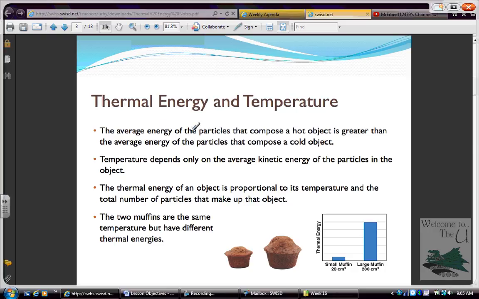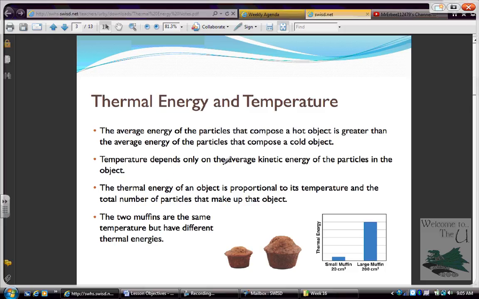It says the average energy of the particles that compose a hot object is greater than the average energy of the particles that compose a cold object. And this is true unless the object has a lot more particles. I mean, if there are many more particles in a cold object than the hot object, then it actually will have more heat energy.